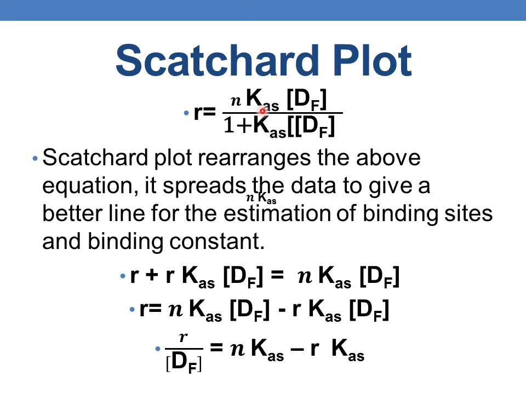Here, simply they shift the term in the denominator to the other side. By that we get R + RKs[Df] = NKs[Df], and R = NKs[Df] - RKs[Df], and R/[Df] = NKs - RKs.